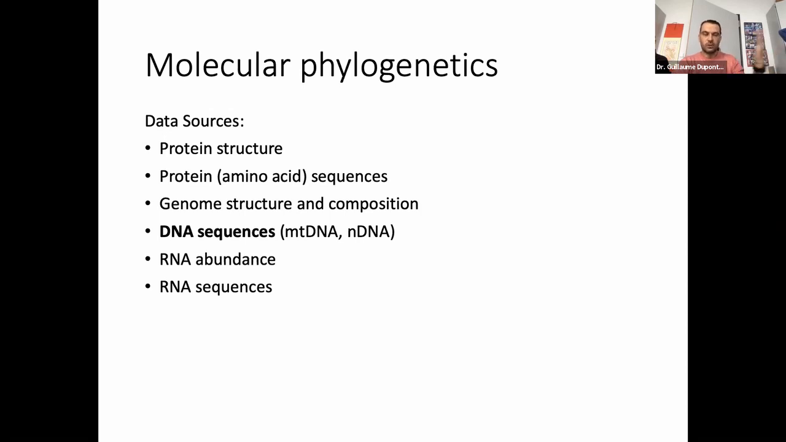Instead of, let's say, using coloration, anatomy, or other things, we use other data sources on the molecular level: protein structure, amino acid sequences, genome structure or genome composition, genome length, DNA sequences. We can use mitochondrial DNA, nuclear DNA, chloroplast DNA with plants. We can measure the abundance of RNA or RNA sequences. So obviously the best is to use DNA.